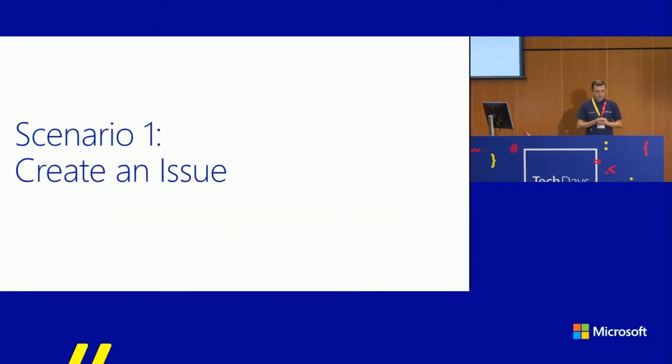So I'll have two scenarios for today. The first one is create an issue. It's going to be super simple. We'll just go through all the steps, and then the second scenario will be slightly more advanced. So create an issue. Let's start writing code.